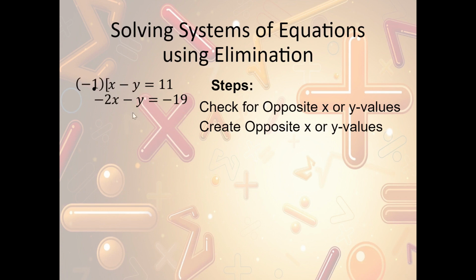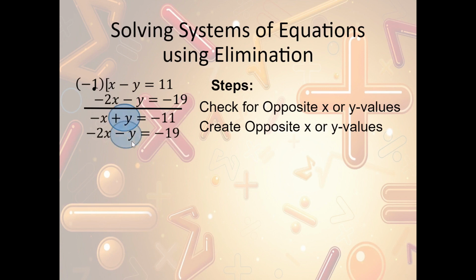Now, here's the deal. Anytime we multiply this, we have to multiply everything. So that's the x's, the y's, and the constants. Everything's got to get multiplied. So when we do that, we get negative 1 times x is negative x. Negative 1 times negative y is positive y. And negative 1 times 11 is negative 11. So what we're left with now is negative x plus y is equal to negative 11. And the bottom one didn't change. So now, notice we have opposite x and y values.